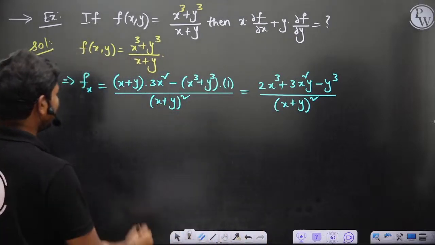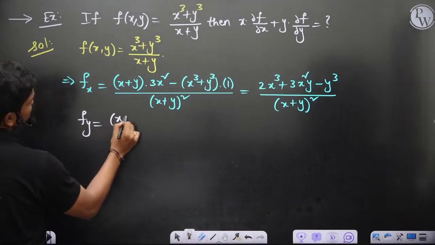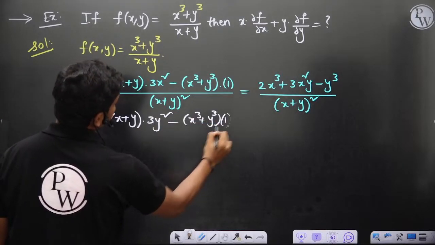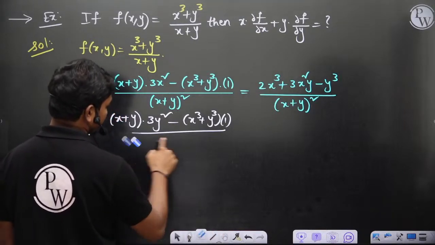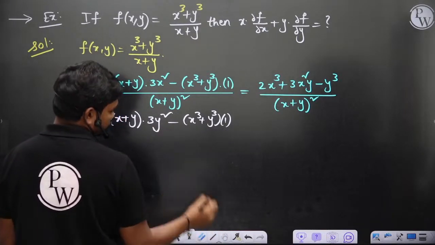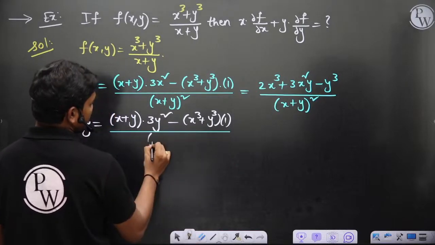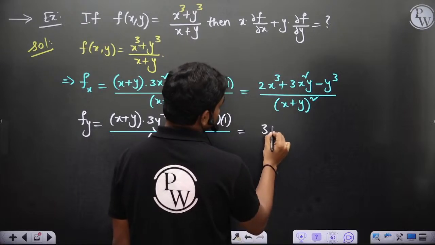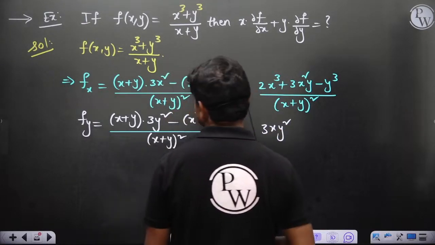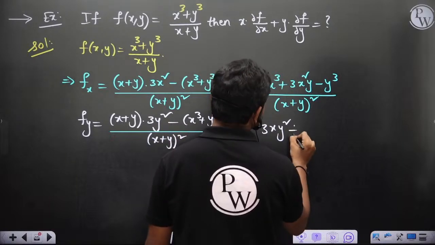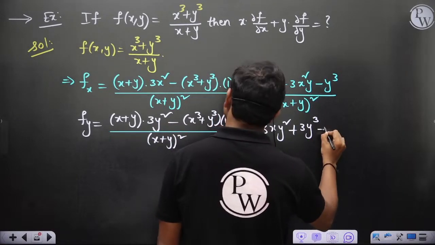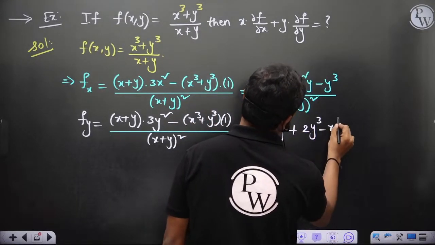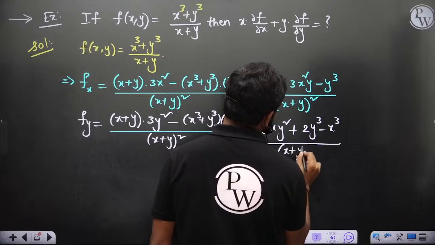Then let's see fy. If you calculate fy, (x plus y) times 3y square minus (x cube plus y cube) times 1, divided by (x plus y) whole square. If you simplify this again, you would get 3xy square plus 3y cube minus y cube, 2y cube actually, because there is 1 minus y cube, so 2y cube minus x cube, divided by (x plus y) whole square. Okay, so you got this.